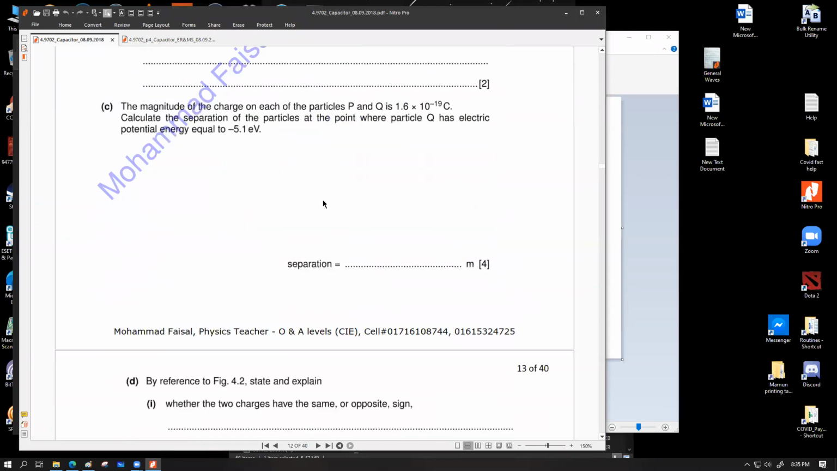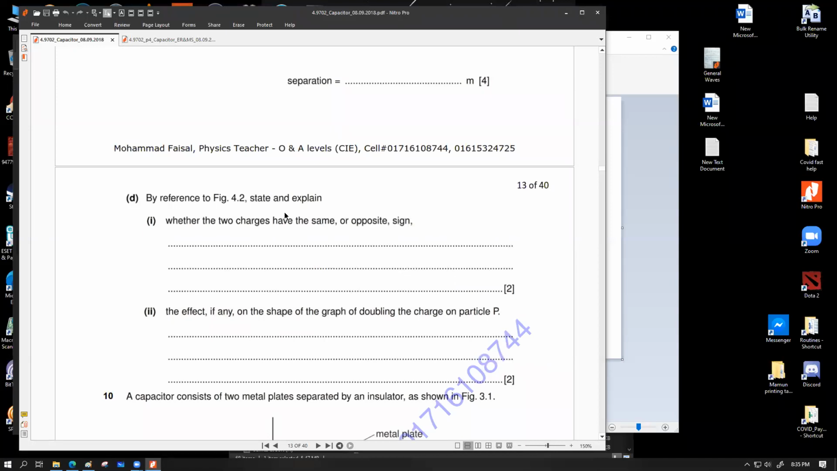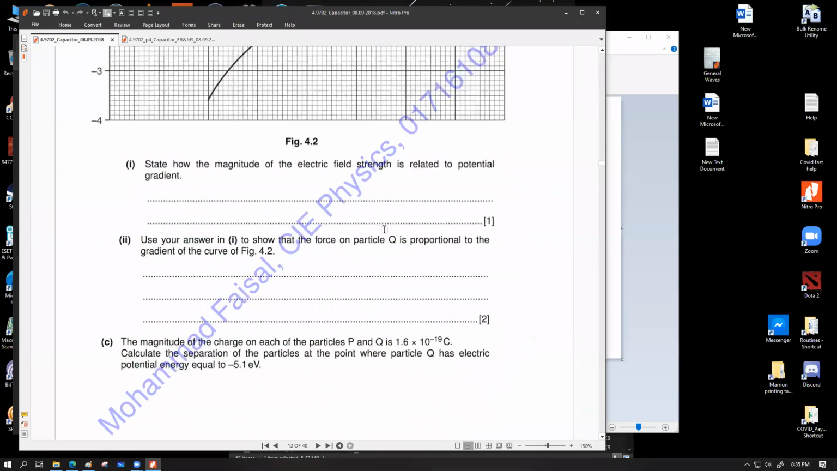By reference to figure 4.2, state and explain whether the two charges have the same or opposite sign.